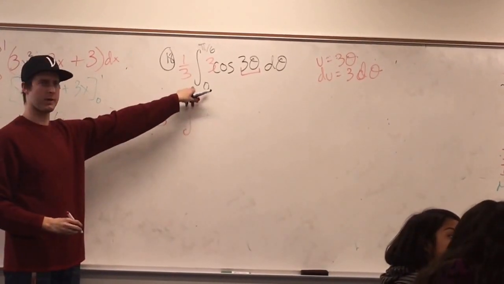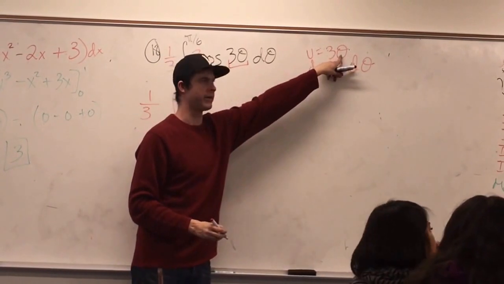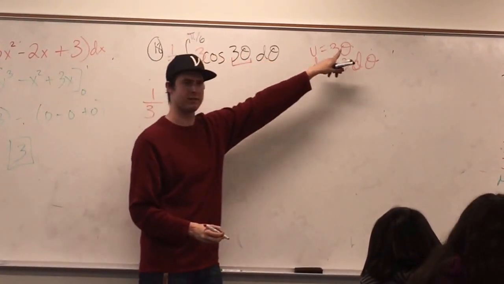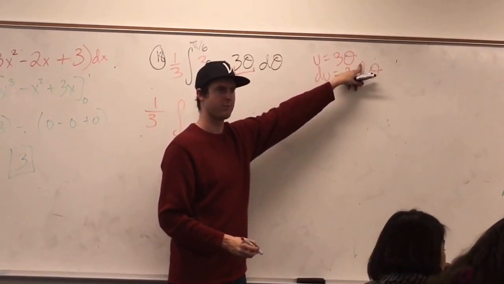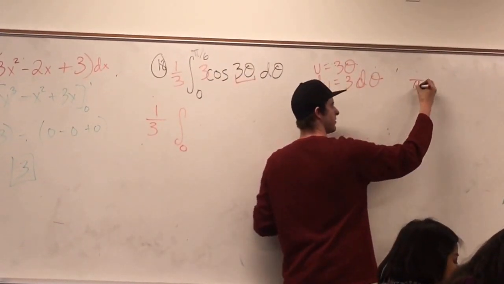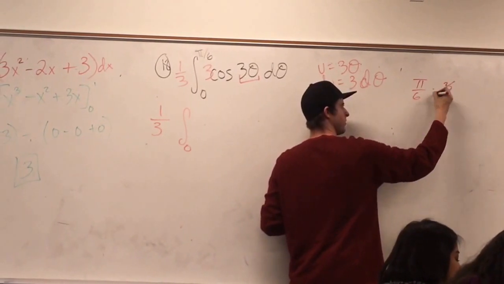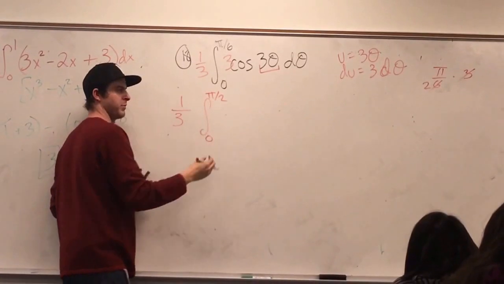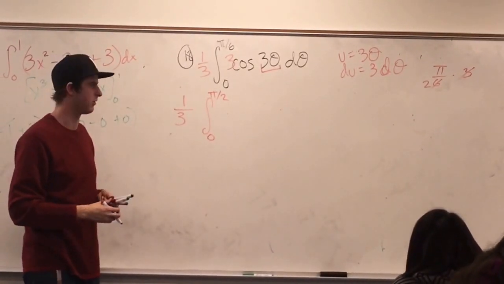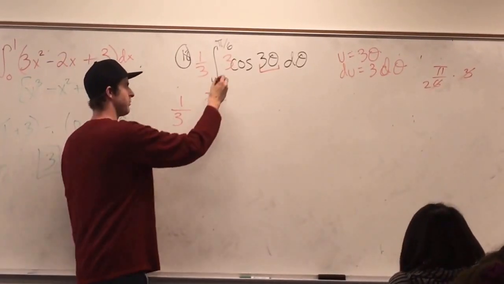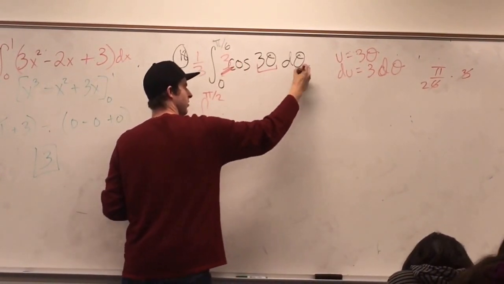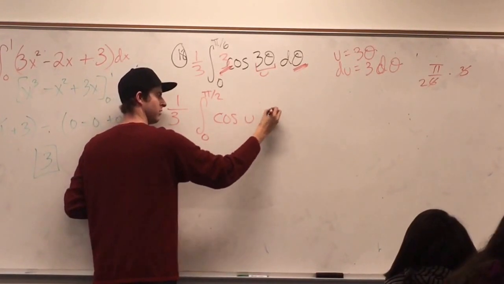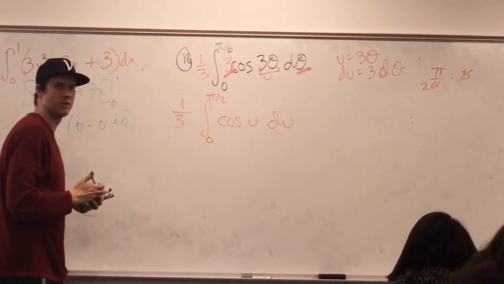Okay, I need to change my endpoints. What's 0 times 3? 0. Then pi over 6 times 3 is 3 pi over 6, but you can simplify it to pi over 2. And then this becomes du. So it's cosine of u, du. What's the integral of cosine?